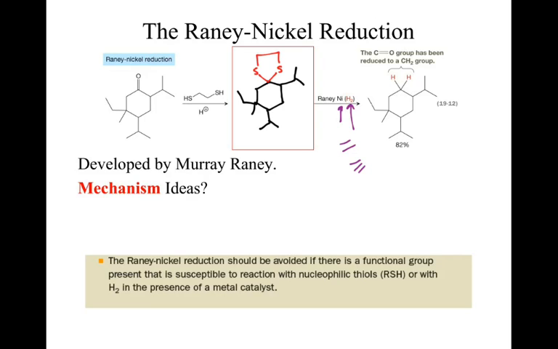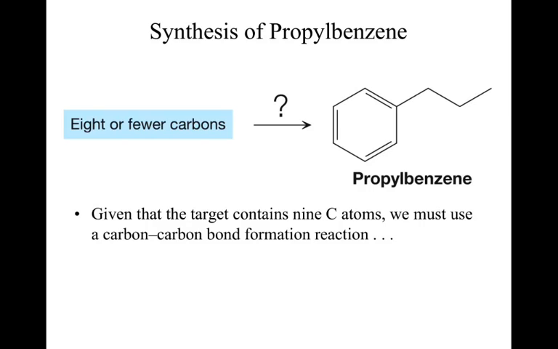And I can't remember. Oh, well, we could take a look at this. Synthesis of propylbenzene. Okay, so we'll turn this into a quiz question. See what you can come up with for the synthesis. Eight or fewer carbons is a requirement for your starting material. Okay, but you can use any carbon source other than that.